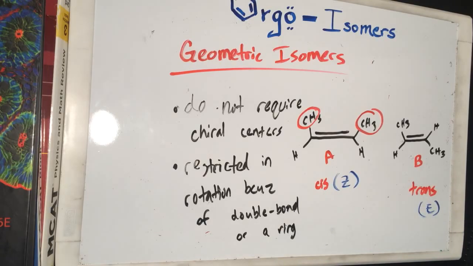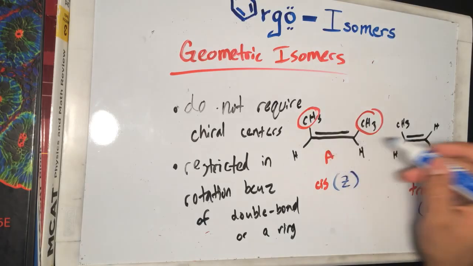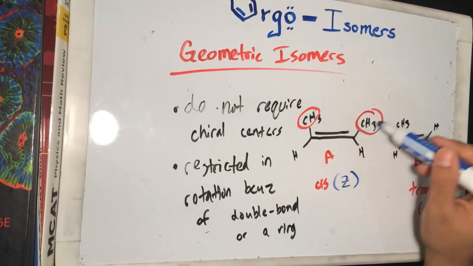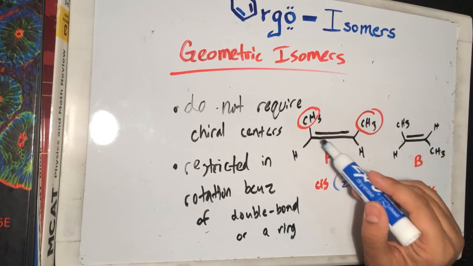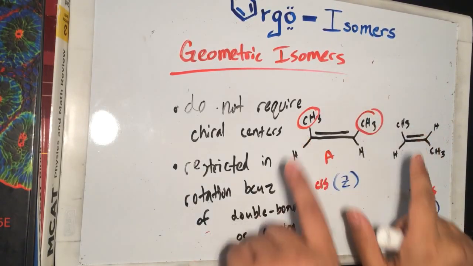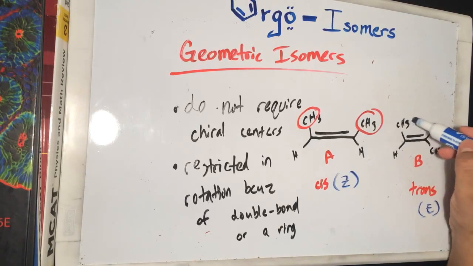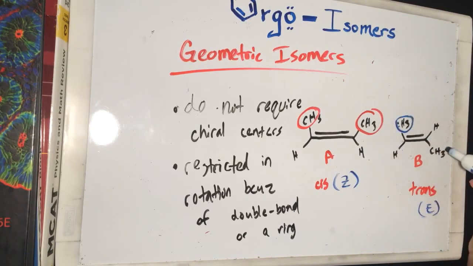So these are ways to categorize your geometric isomers. If you have a double bond, and your two largest substituents are on the same side of the double bond, so you have the CH3s on both sides of the double bond, we call that cis or Z. I'll give you guys a little mnemonic to remember it. But if the two substituents are on opposite sides, so you see how the CH3 over here and the other one is all over here, we call that trans, or you can call that E.